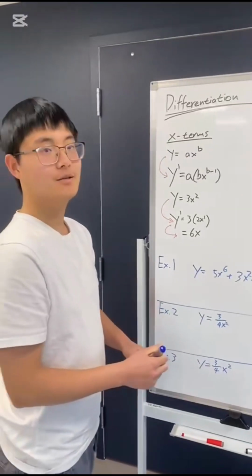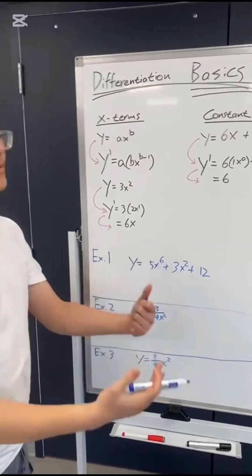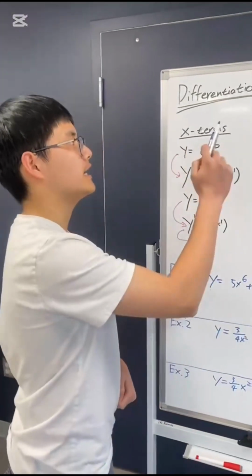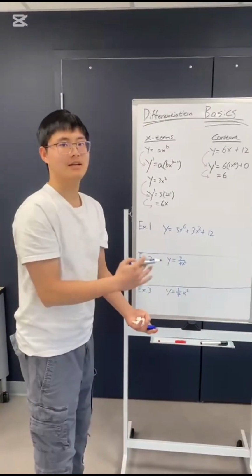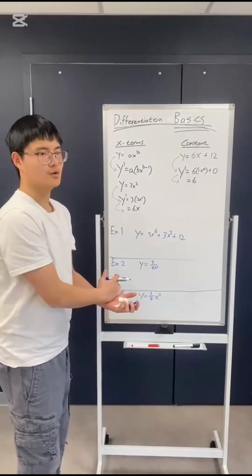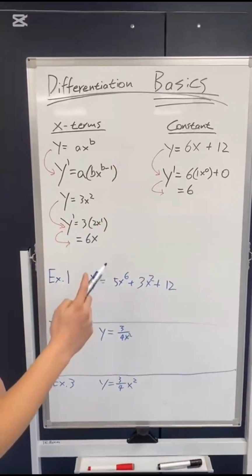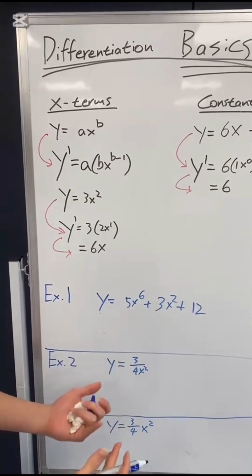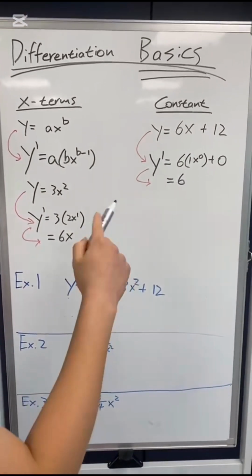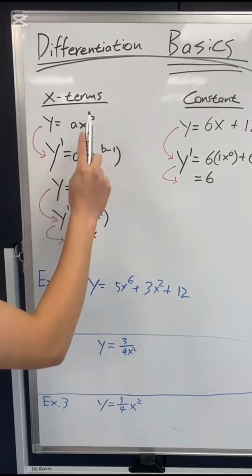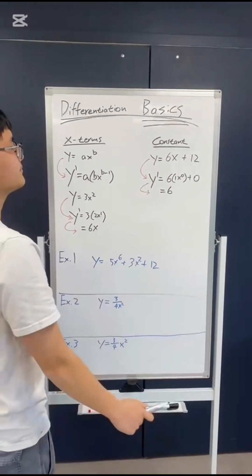So today we're going to be talking about the differentiation basics. As we talked about in the last video, differentiation is pretty much how you get a derivative equation from the original equation. As for the basics of it, there are usually two different parts of differentiation with different rules. One of them is with terms with x, which I call the x terms right here, and the other one is with constants.